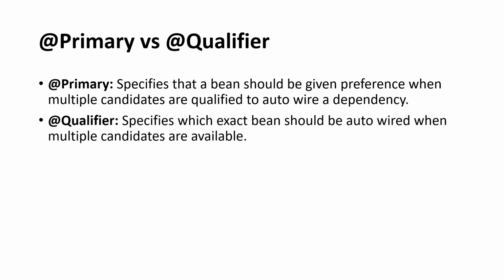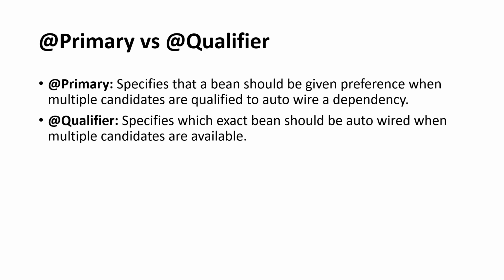The second one is @Qualifier. This says it specifies which exact bean should be auto-wired when multiple candidates are available. Now you will say, Abhishek, you have just rearranged some words, but both lines are similar only. But that is not the case, okay? There is a very slight difference.